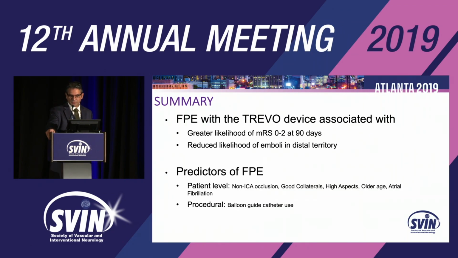So in summary, with the TRIVO device, the first pass effect is associated with greater likelihood of good outcome as defined by mRS 0 to 2 at 90 days, and there is a reduced likelihood of emboli in distal territory in those patients. The predictors of first pass effect are both patient level, that is non-ICA occlusion, good collaterals, favorable ASPECTS, interestingly older age in this data set at least, as well as atrial fibrillation. And then again, as other analyses of first pass effect that we've seen with NASA, with the STRATIS registry looking at Solitaire, with the ARISE 2 data looking at the EmboTrap device, the balloon guide catheter does appear to be a consistent association with the first pass effect.